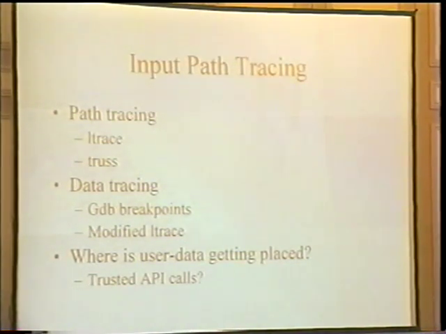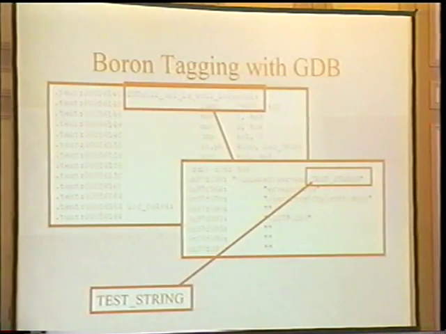I recently was introduced to Truss, which is a Solaris tool for tracking API calls. I have some screenshots here of some other solutions as well. My trick, what I call boron tagging. This is actually GDB under Solaris, and I'm setting in a test string, and you can see that's my boron tag test string, and I see it get used.